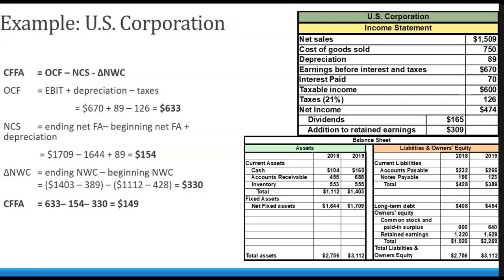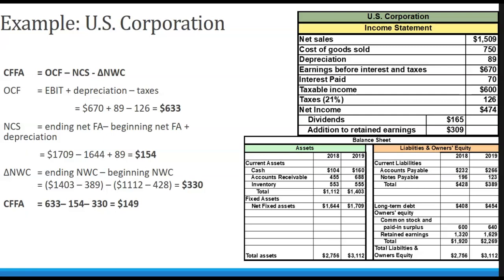So we look at our ending net fixed assets minus our beginning net fixed assets plus depreciation to calculate what we've spent on fixed assets during that time. Whether we purchased assets or sold assets, we can see that on the balance sheet in the change between our net fixed assets. And then we're going to look at the change in net working capital. So remember, net working capital is current assets minus current liabilities.